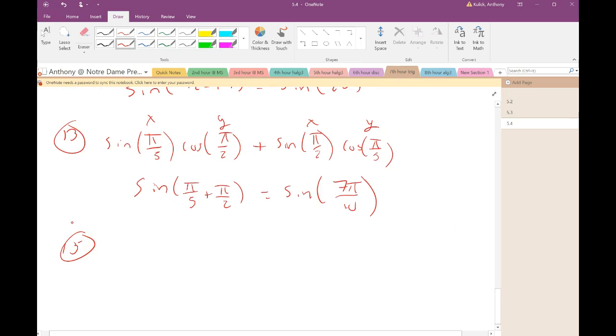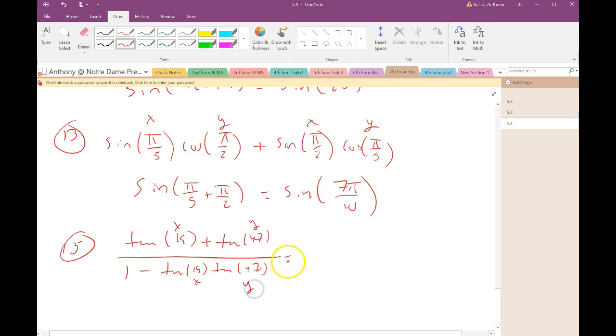And then 15 is our last one. Tangent 19 plus tangent 47 over 1 minus tan 19 tan 47. So again, I'm going to think about these as my x's and y's. This is the sum of tangents.